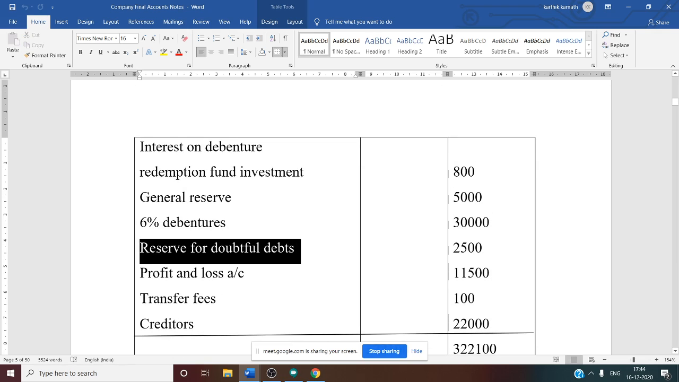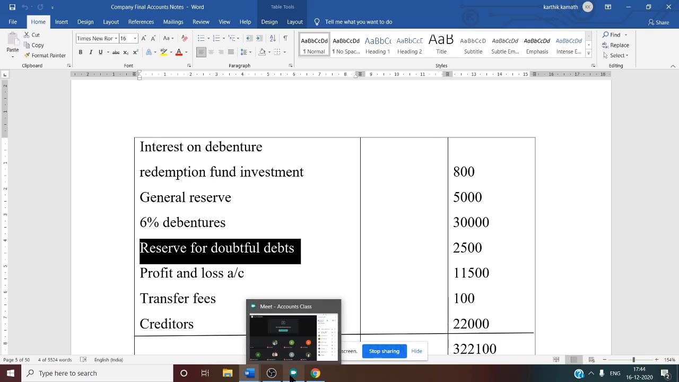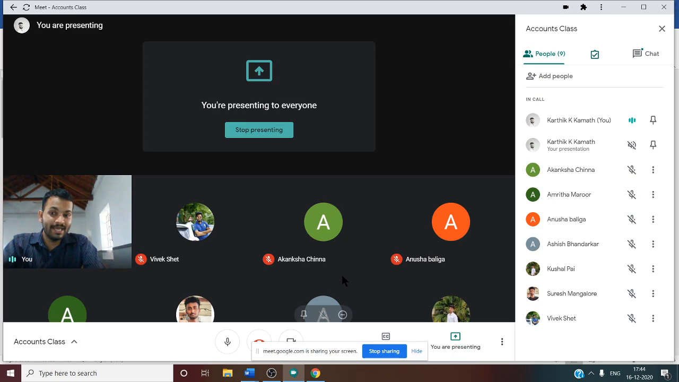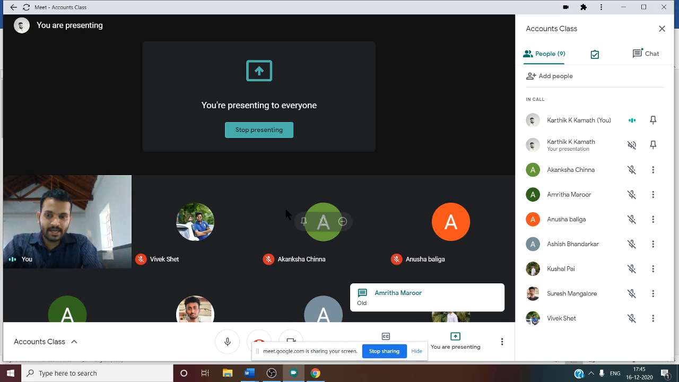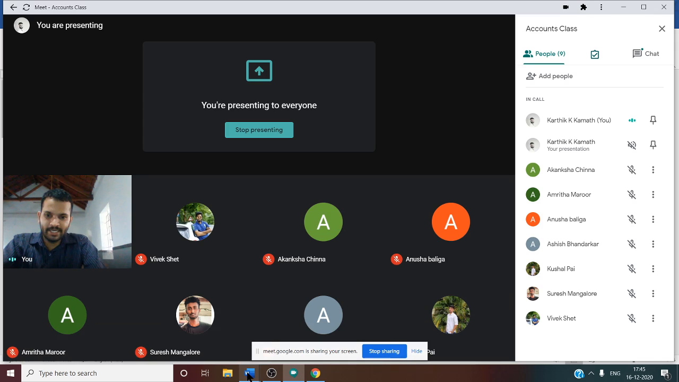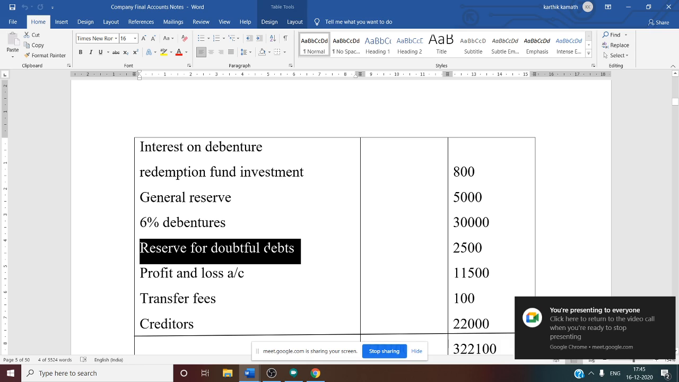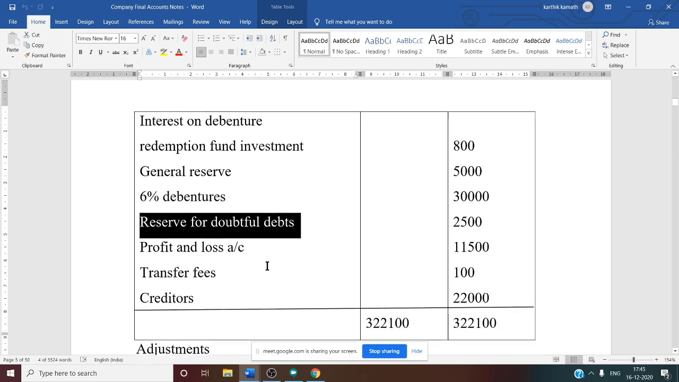Then reserve for doubtful debt. So what is this information? Reserve for doubtful debt is given in the trial balance. Can you tell me whether it is a new RBD or old RBD? It is already given in the trial balance. Yes, Amrita is saying the correct answer, that is old RBD. So this comes under working note number 30. There is an adjustment there. Working note number 30 adjustment. Here you have to show reserve for doubtful debt.